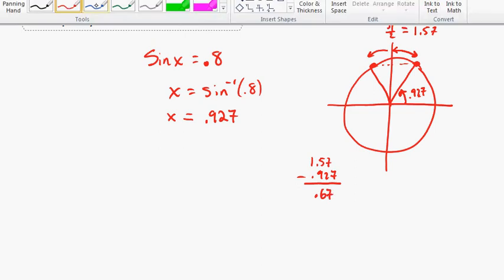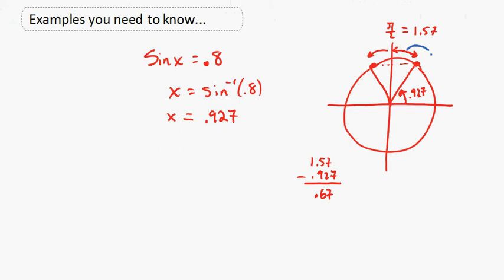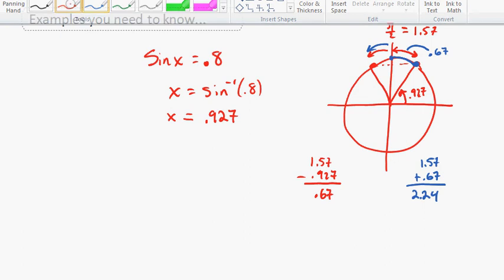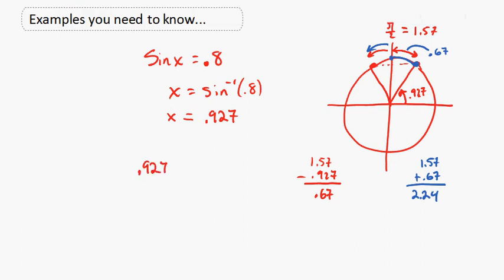So the spot here, right here, is 0.67. That's the extra radians it takes to get from our point here to pi over 2. And so we're going to add that to pi over 2 again. We're going to take 1.57, we're going to add 0.67 to go that extra distance. Now that comes out to be 2.24. So we have two different answers here. We have 0.927. We also have 2.24.